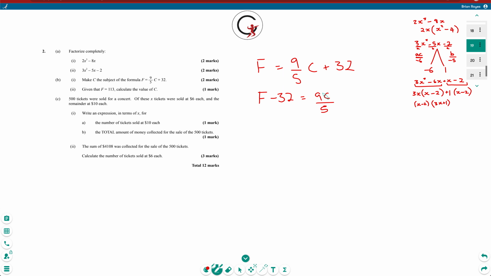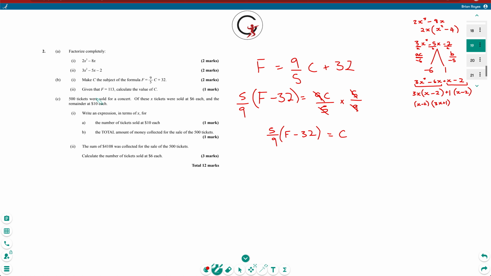Now, to get c by itself and isolate it on this side, we need to peel back the last couple layers of divided by 5 and multiplied by 9. The way we're going to do that is by multiplying by the reciprocal of this fraction. Multiplying by 5 over 9 on both sides is going to cancel these two numbers, leaving c by itself, leaving 5/9 times f minus 32. And remember, this 5 over 9 has to multiply by the minus 32 as well. And that is c as the subject of the formula.